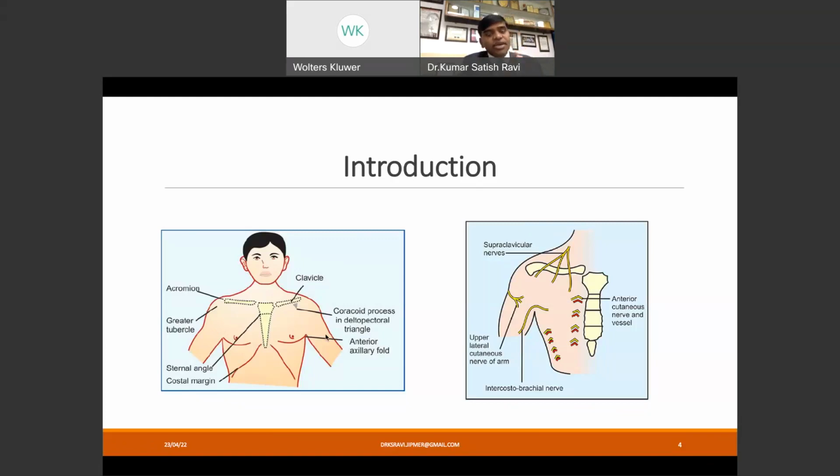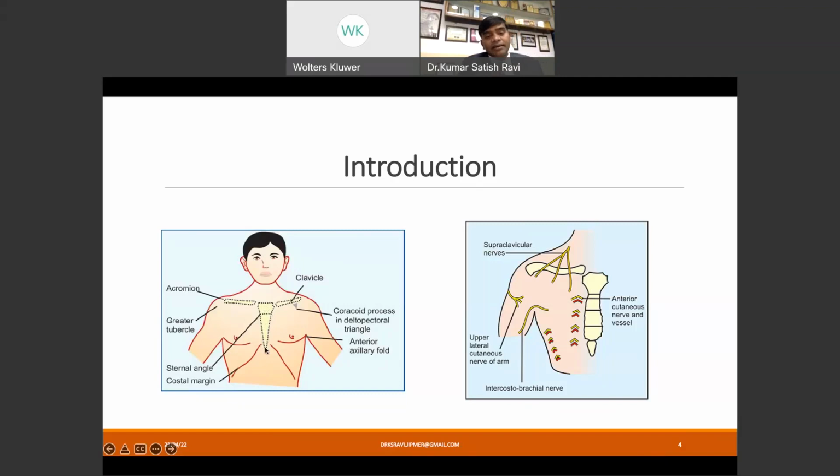What I wanted to say is that the pectoral region is the anterior region of the chest, or the thorax. In this diagram, in the midline, you have the sternum, and this sternum has three parts. Superiorly, this is the manubrium sterni. Then another part is the body of the sternum, and inferiorly we have the xiphoid process.